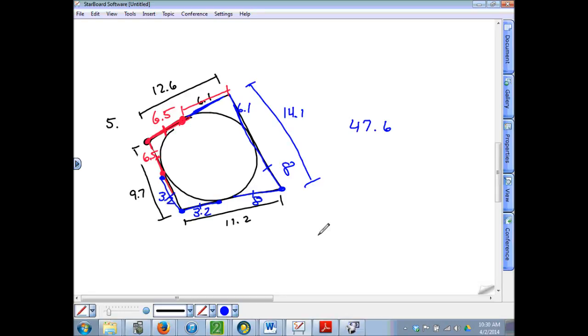Question 6 is very similar. Okay? Let's move on to question 7.